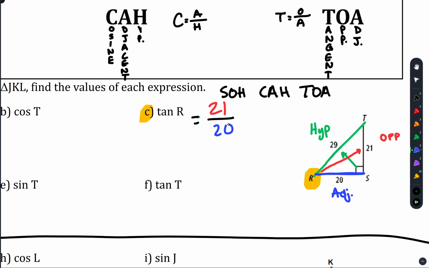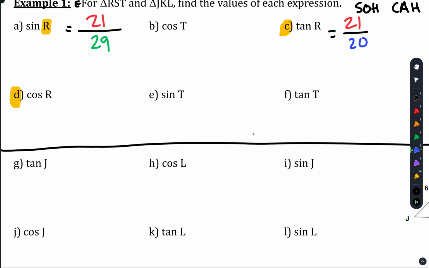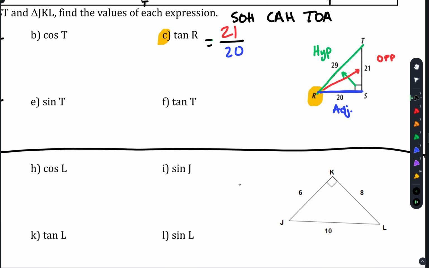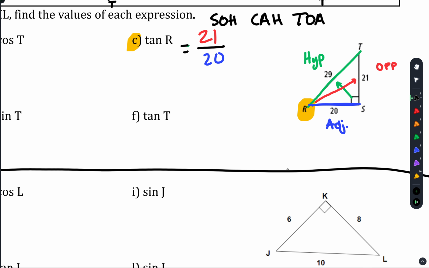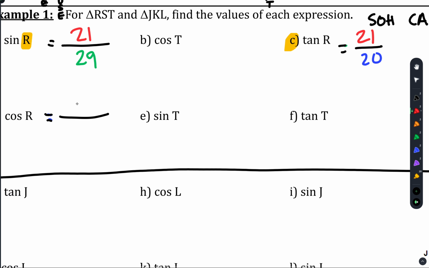Okay, last one then. For letter D, cosine. Now I'm looking at my notes. I can kind of see it at the top of my screen here. Cosine is CAH, A over H. So that's the adjacent over the hypotenuse. So I want the adjacent side. Opposite over adjacent. Did I say that backwards? TOA, O over A. Opposite is 21, adjacent is 20. So this is 21.